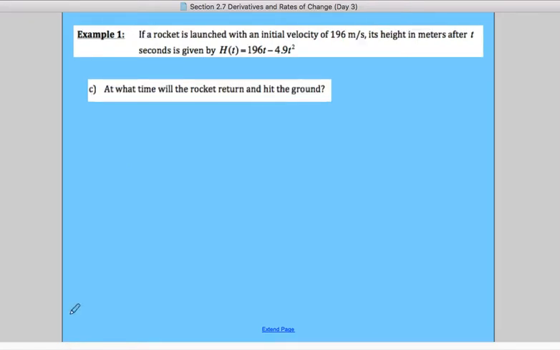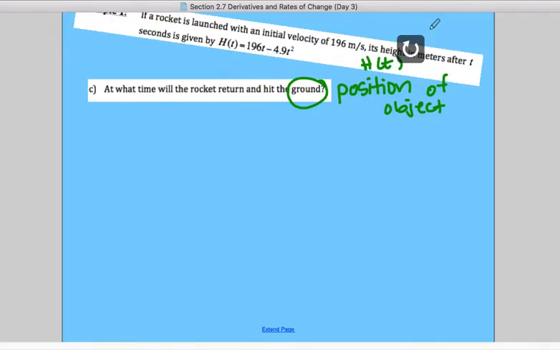Part C. At what time will the rocket return and hit the ground? If I want to know when something hits the ground, I am talking about the position of the object. And if I'm ever referring to a position, I'm always referring to the original equation. Okay, so that is function h of t. What do you guys know about things when they hit the ground? What is the height of an object when it hits the ground? The height is equal to 0.